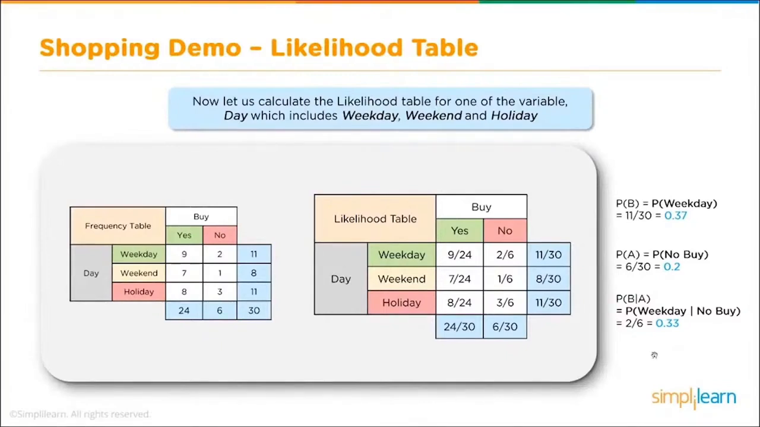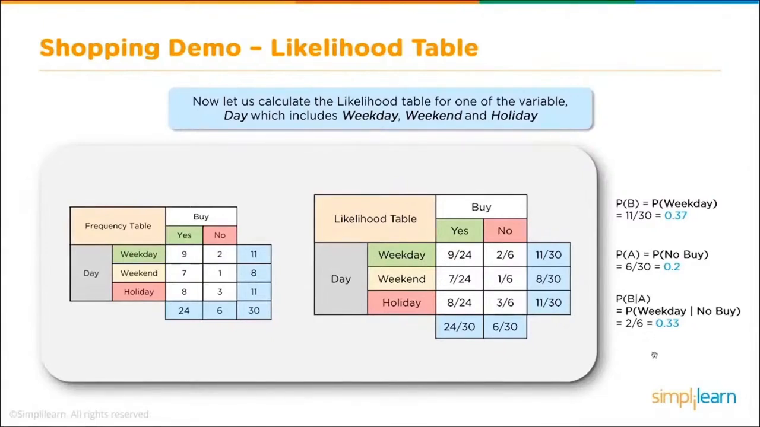And then you can also see the probability of them not making a purchase. And this is done for, doesn't matter which day of the week. So we call that probability of no buy would be 6 over 30 or 0.2. So there's a 20% chance that they're not going to make a purchase no matter what day of the week it is.